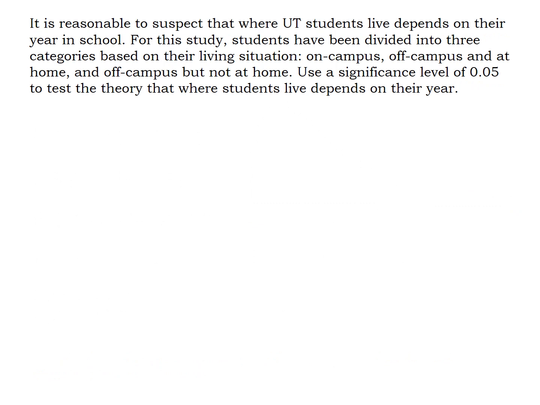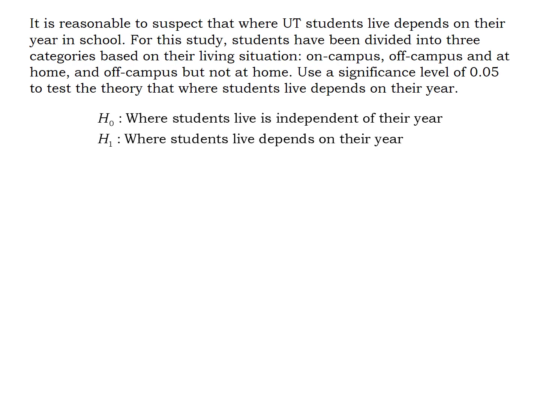Let's move on to another example. So here we're going to look at where students live: living on campus, or off campus but at home, or living off campus on their own, and the year in school they are. So we're going to see if those two things are independent or dependent. The null hypothesis will be that where students live is independent of their year, and the alternative is that where students live depends on their year.